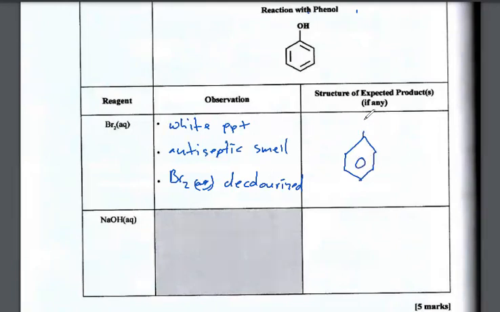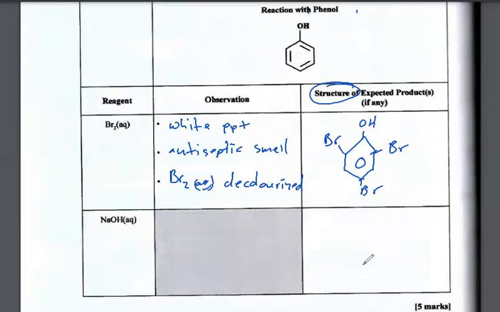Tribromo. So 2, 4, 6-tribromophenol, right? There are two for the structure. So you draw the structure.